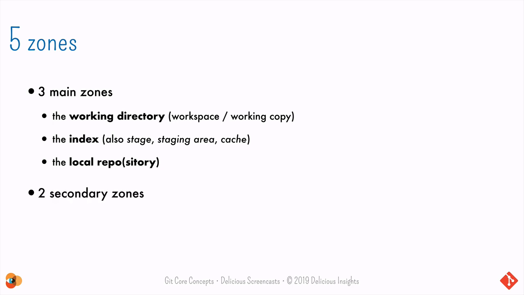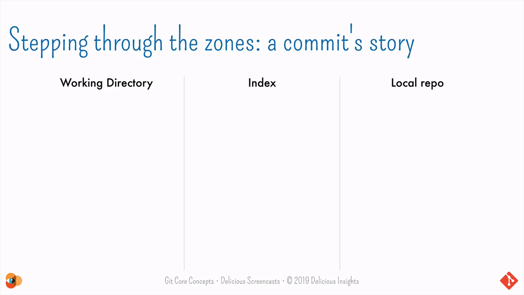We use a bit less the 2 remaining zones. These are the stash, that lets us set aside some ongoing work in order to address an emergency by starting from the relevant clean slate, and the remote repo that we use to share our commit histories and synchronize with other team members. Synchronization happens between our local repo and any number of remote repos, often just one. In Git parlance, remote repos are often referred to as just remotes. So let's look at how the 3 main zones are used when creating commits.